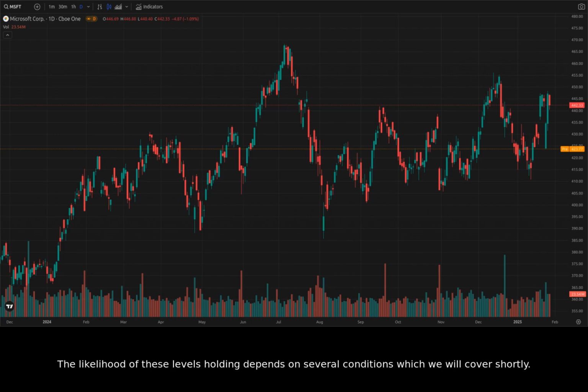The likelihood of these levels holding depends on several conditions which we will cover shortly. A bearish trend may increase the likelihood of the support holding and the resistance breaking. Conversely, a bullish trend may push price past the resistance and establish new highs.